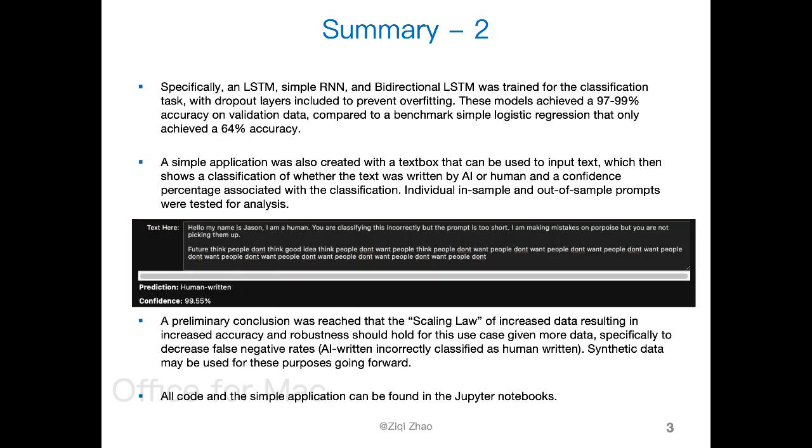Now, specifically, I used an LSTM, a simple recurrent neural network, and a bidirectional LSTM with very similar structures, and these were trained for the classification task with dropout layers to prevent overfitting. The models achieved on average 97 to 99% accuracy on the validation data, which is 20% of all the data, compared to a simple benchmark logistic regression that only achieved 64% accuracy.